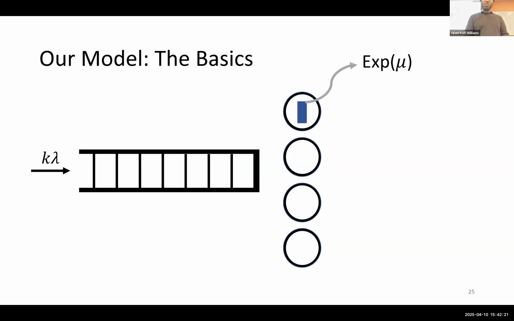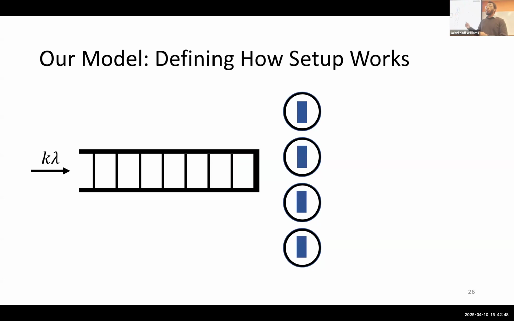And at some point, they're going to be served at one of these servers. A job remains in service at one of these servers for exponential mu time, at which point it leaves the system. Okay, so those are the basics of the M/M/k. The system we're going to analyze is essentially a variation on the M/M/k. So all that's left to do is to describe how the setup process happens, how we're going to be turning off and turning on servers.